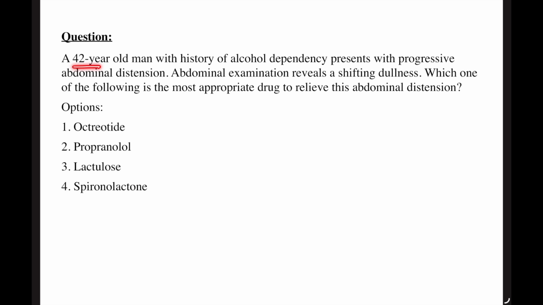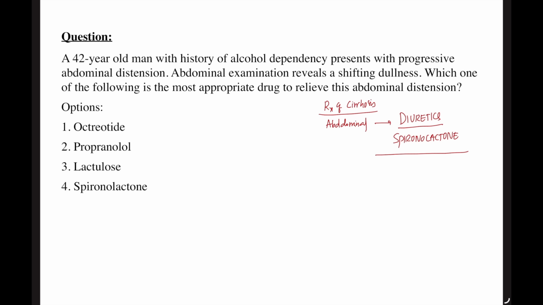Next question, a 42-year-old man with history of alcohol dependency presents with progressive abdominal distension. Abdominal examination reveals shifting dullness. Which of the following is the most appropriate treatment? They're asking you the treatment of cirrhosis of liver. Now there is abdominal distension. The best way to remove abdominal distension is diuretics. So among the diuretics, the best option is always spironolactone. Any resistant fluid in the body, the most appropriate drug is always spironolactone, right?